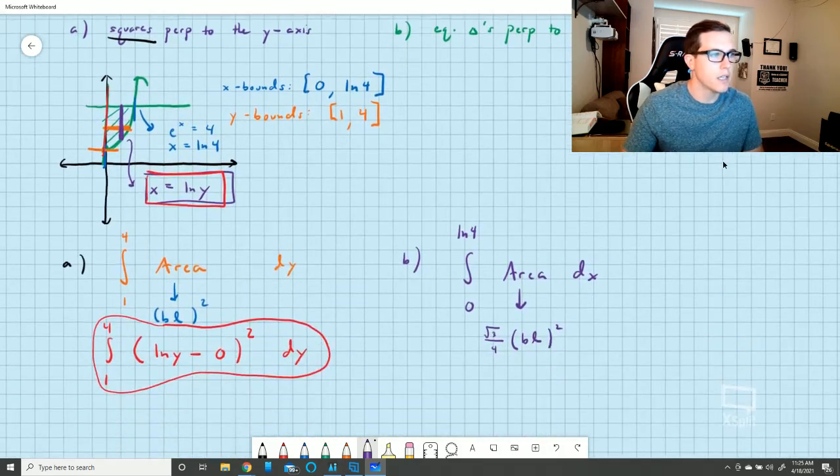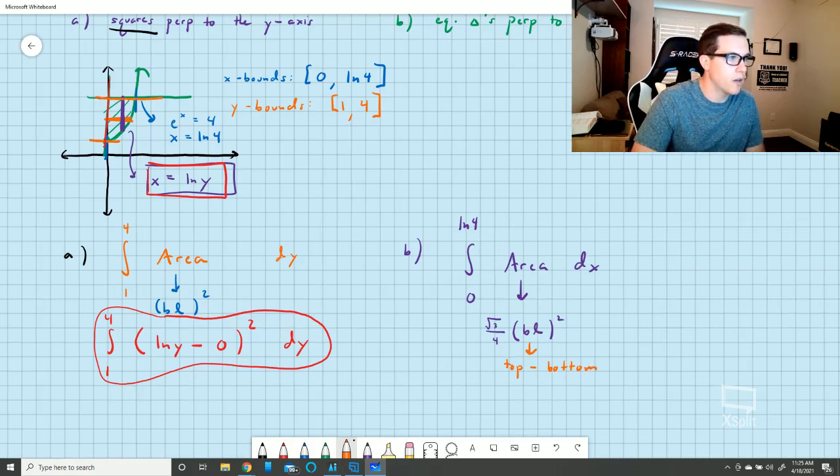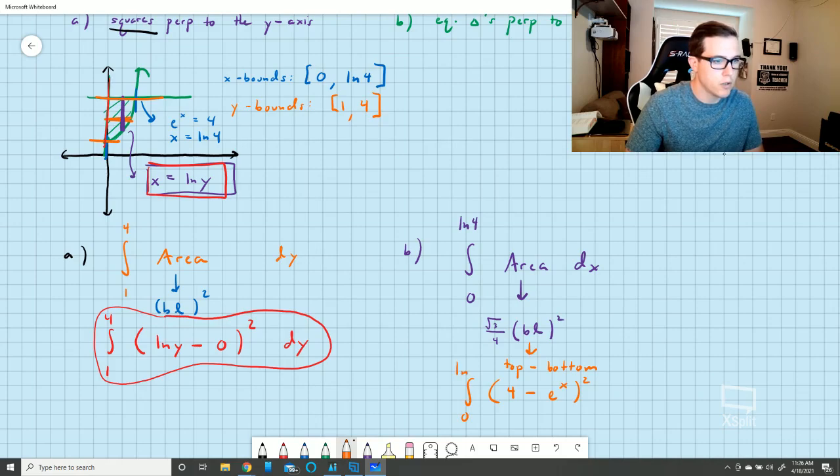And what is the base length in this case? Base length in this case, top minus bottom. So a little bit trickier. Top minus bottom. Well, top curve is not really a curve, although we can call it a curve. It's just 4 minus the bottom curve, which is e to the x, squared, 0, natural log 4, root 3 over 4 in front dx. Done.